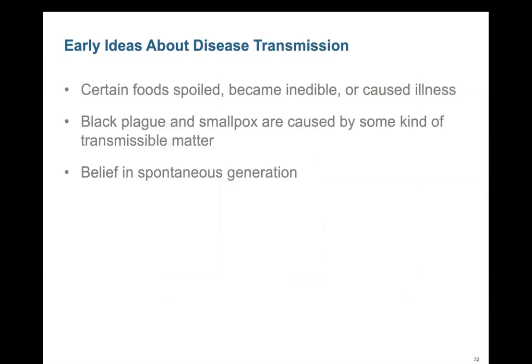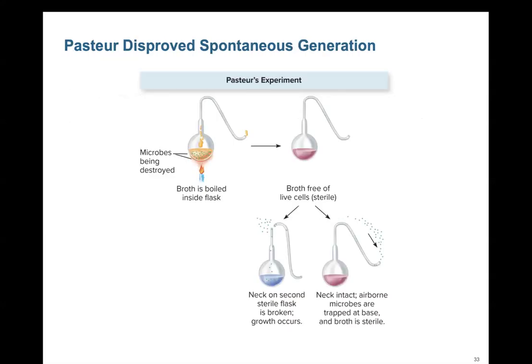So overall, going back over some history here, some early ideas about disease transmission. Certain food spoiled, became inedible. This oftentimes can cause illness. The black plague and smallpox are caused by some kind of transmissible matter. There was also a belief in spontaneous generation. These were all early ideas about disease transmission.